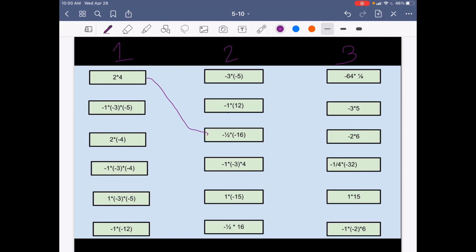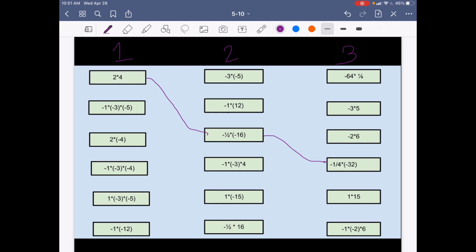Now we've got to connect it to the last column. So our first one, we're looking for negative 4 times 1/8. That would give us 8, but because it's a negative, it would be negative 8 and not the one we're looking for. The next one, negative 3 times 5, that would give us negative 15. And then we have negative 2 times negative 2 times 6, that would give us negative 12. Negative 1/4 times negative 32, because they're both negative, it would be a positive number, and 1/4 of 32 is 8.